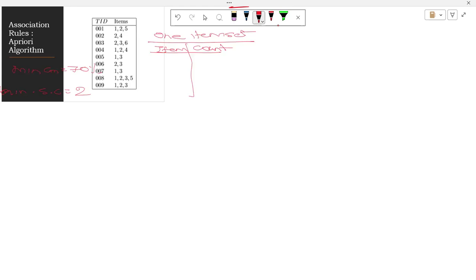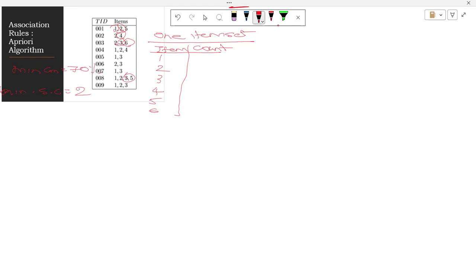So first you need to find the one item sets. What are the unique items? One is a unique item, two is a unique item, three is there, four is there, five is there, six is there. So altogether 6 unique items are there: 1, 2, 3, 4, 5, 6.